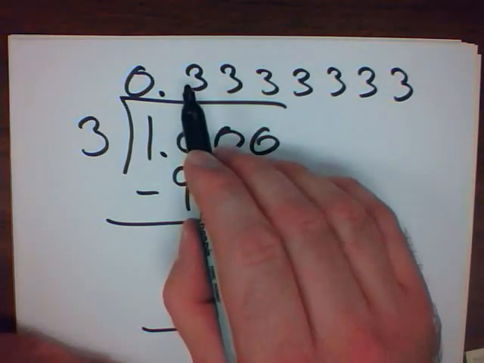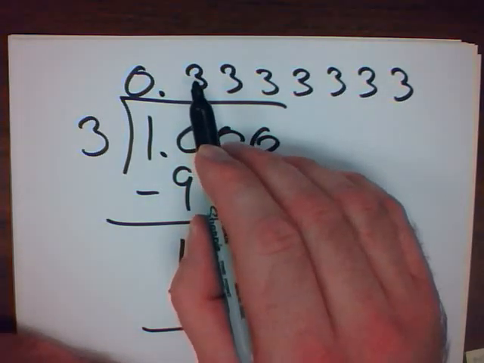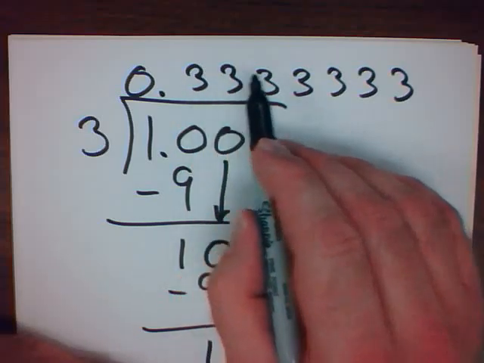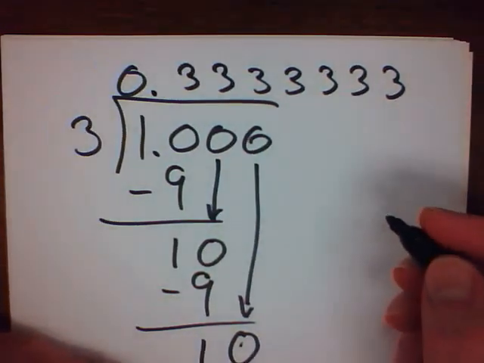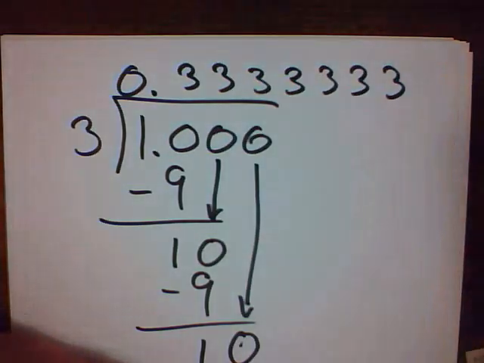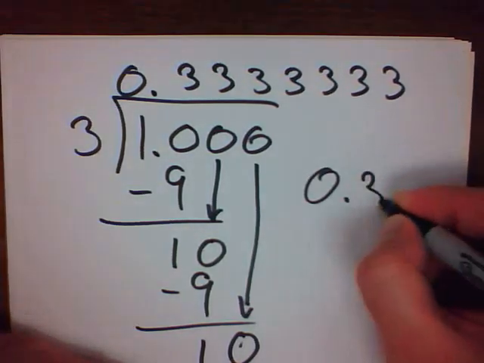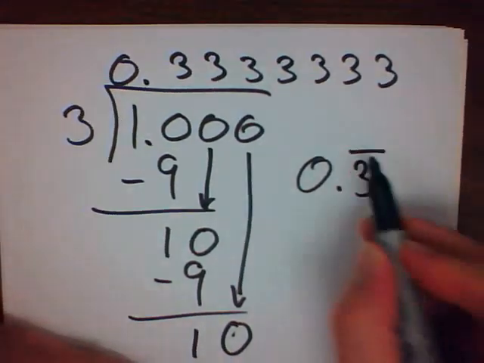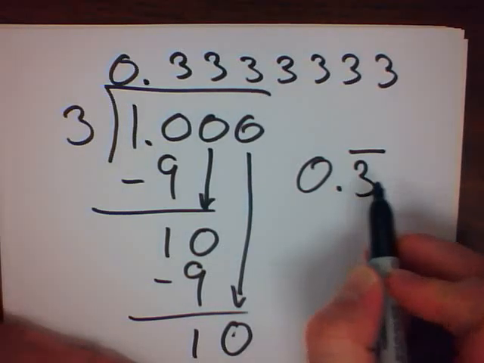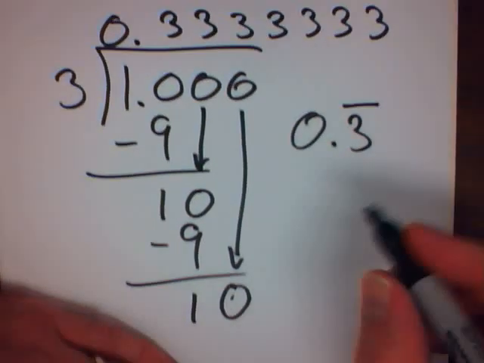And while I could round it, a more accurate answer is to indicate that this number repeats. So mathematicians have a lazy way of showing this, rather than writing it all out. You put a line over top of the numbers that are repeating. This number will repeat into infinity.